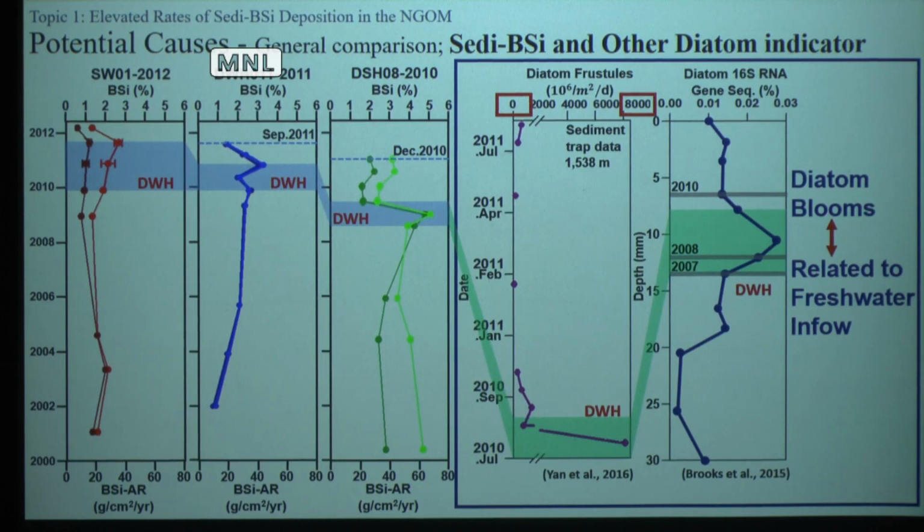Also, diatom 16S rRNA gene sequencing data show altered values during the Deepwater Horizon oil spill influenced period. So the sedimentary biogenic silica, diatom frustules, and diatom 16S rRNA gene sequencing data indicate diatom blooms. And diatom blooms are known to be related to the amount of freshwater input.